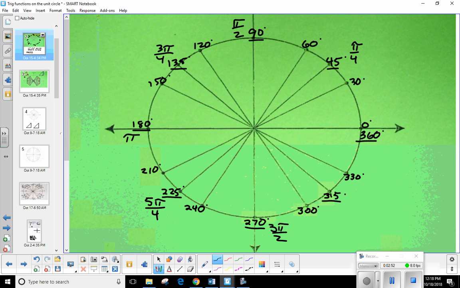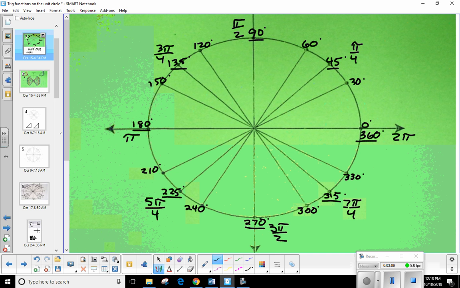What number are we on now? 7. Okay, so 7 pi over 4. And we finally get all the way around to 8 pi over 4, but 8 divided by 4, that's 2 pi. So just count by fourths for multiples of 45.